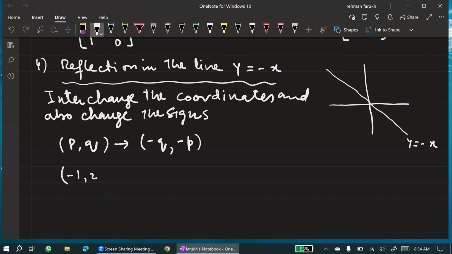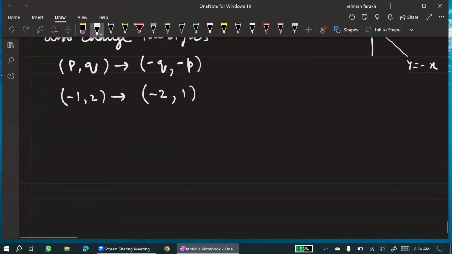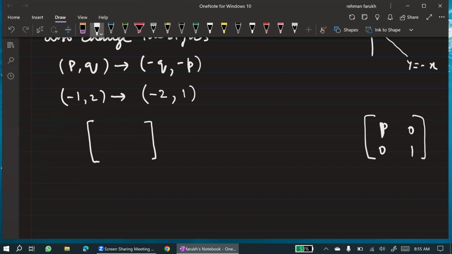If the point is minus 1 and 2, then after reflection in the line y is equal to minus x, the image point will be minus 2 and 1. And the matrix of reflection is, we will interchange the coordinates and also change the signs: 0, minus 1, minus 1 and 0. This one is the matrix of reflection in the line y is equal to minus x.